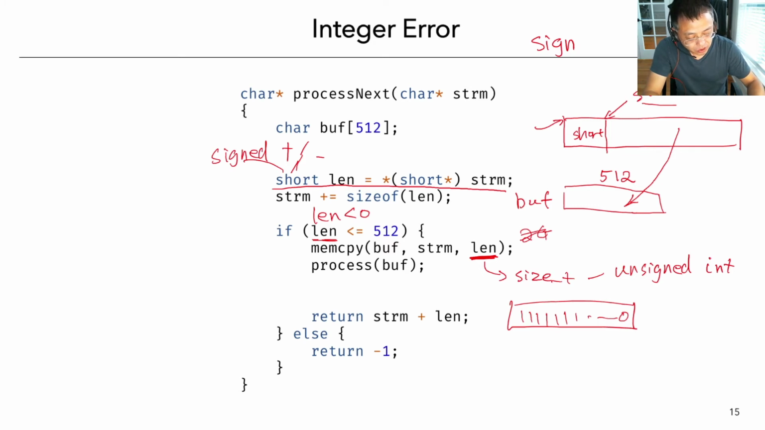Now you are copying so much data into the buffer. This is definitely going to overflow the buffer. So this is called an integer error or signedness error, because length is first signed, then it's being used as unsigned.